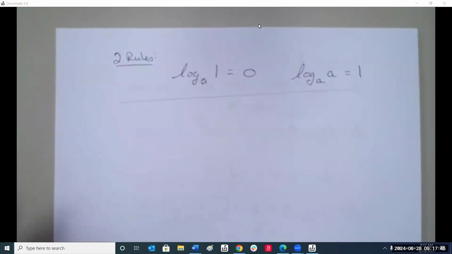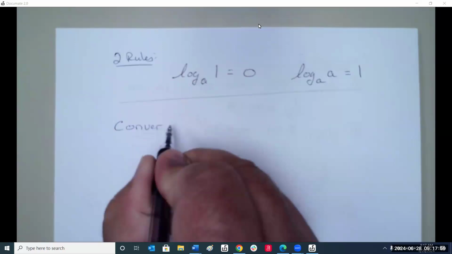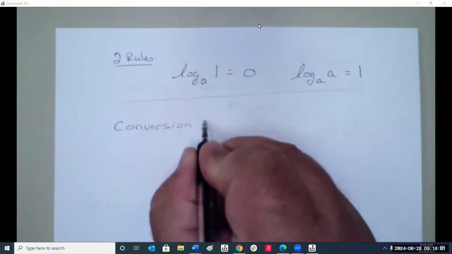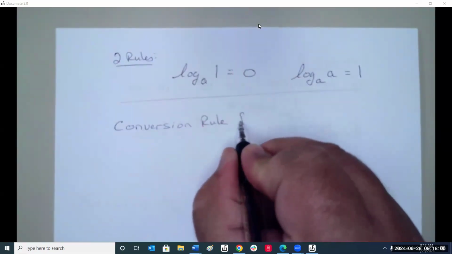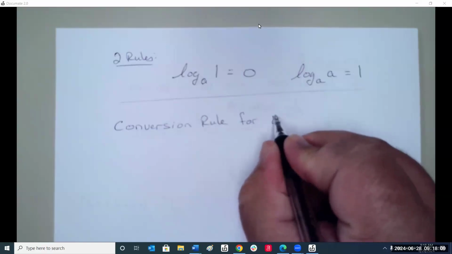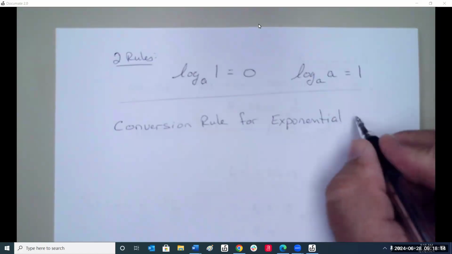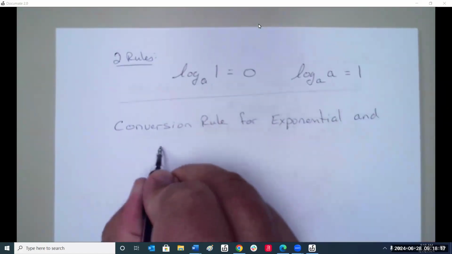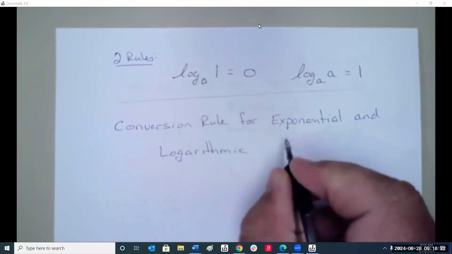So those were all pretty easy. What about if it's not that simple? How would we figure out the conversion if it wasn't that straightforward? The conversion rule for exponential and logarithmic functions.